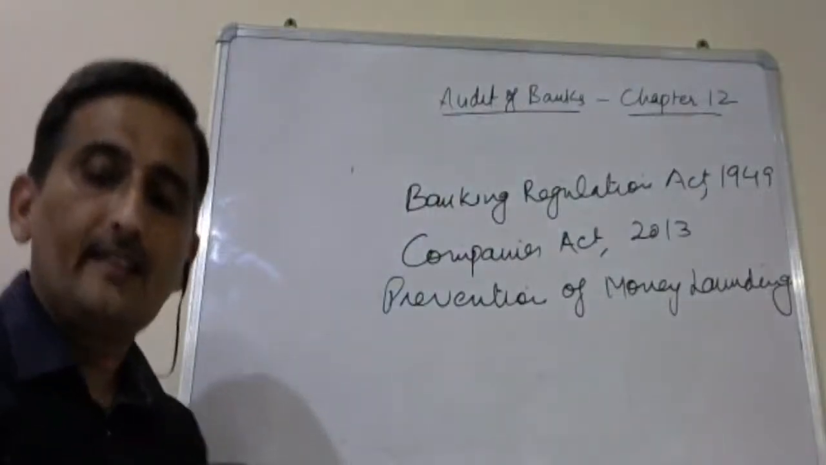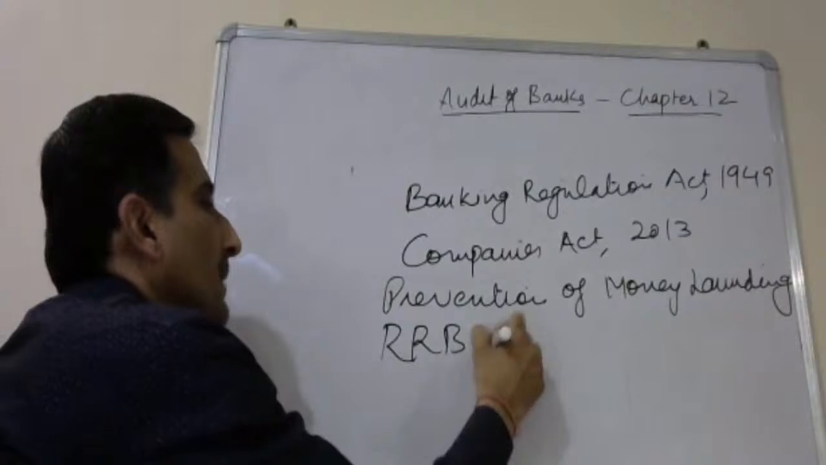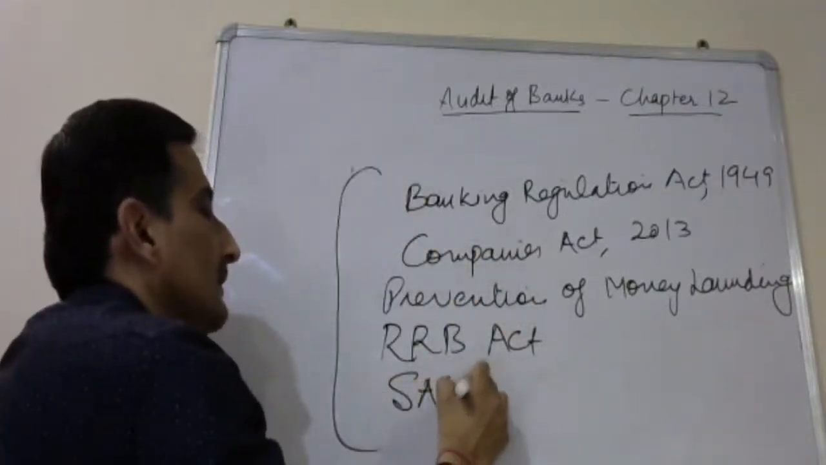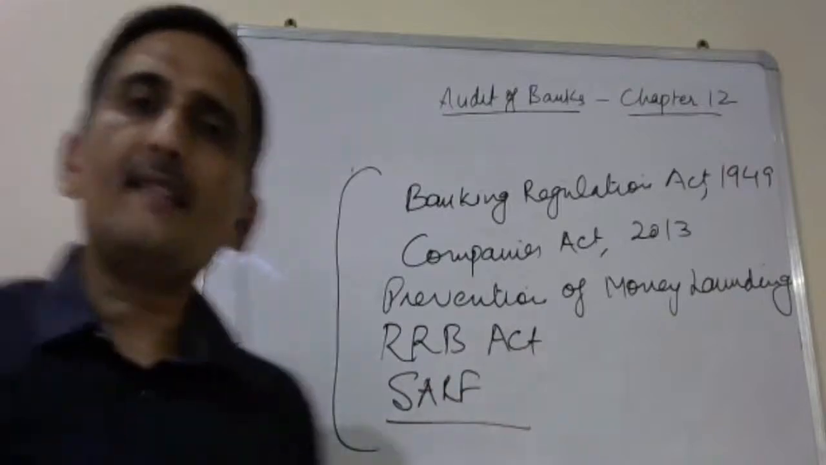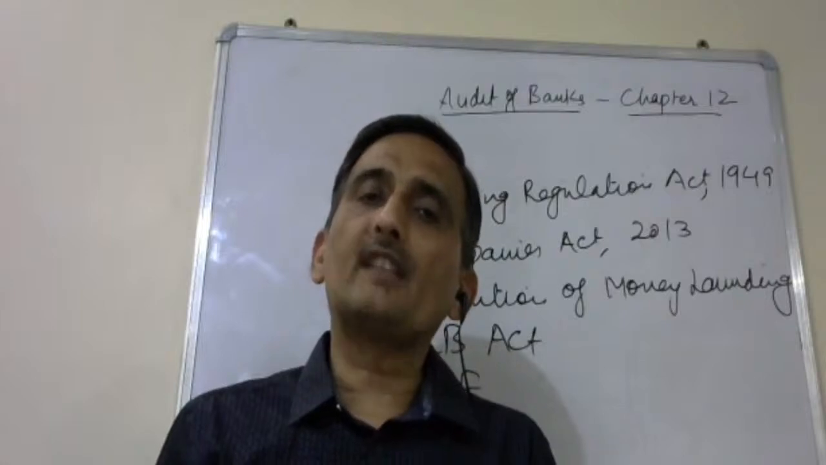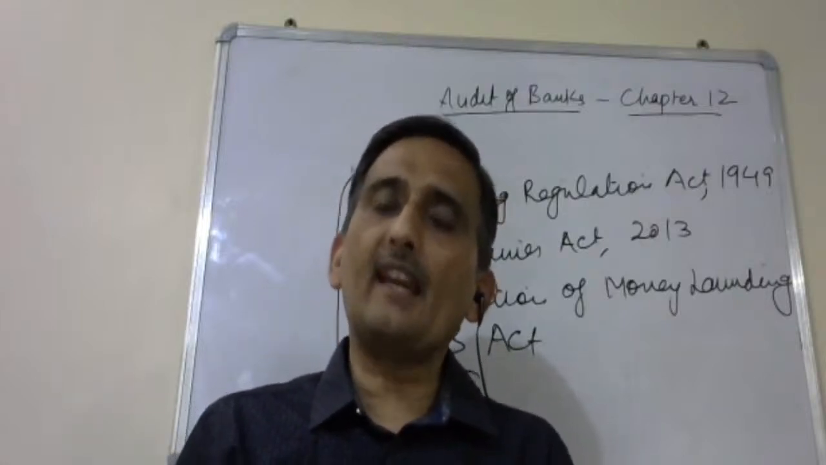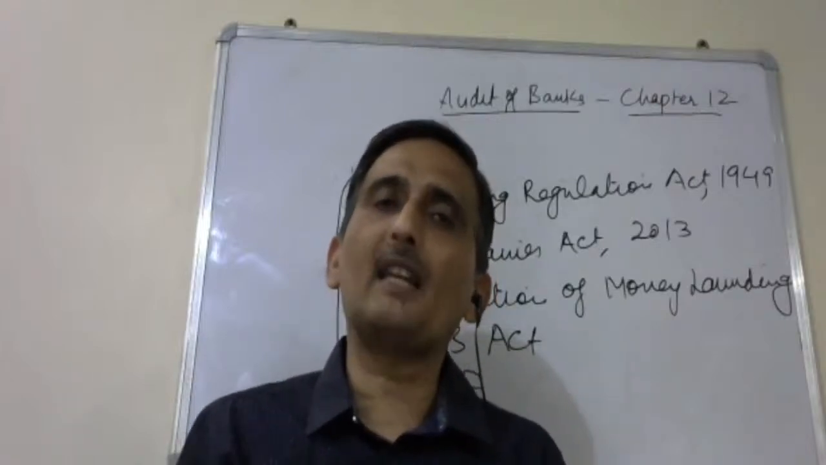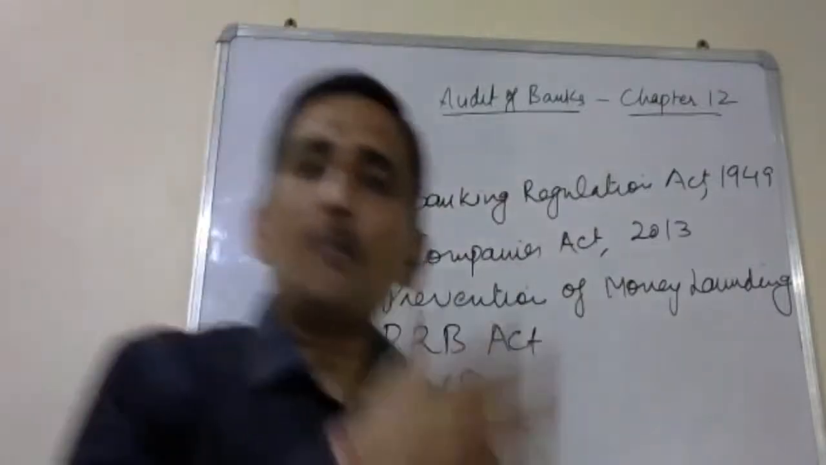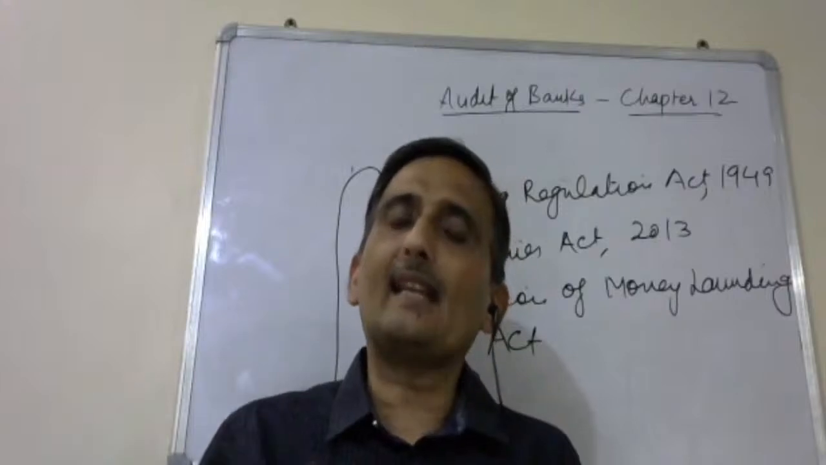Okay, so similarly to regional and rural banks, the RRB Act applies. Then there is the SARFAESI Act, through which banks can take repossession of the assets which have been mortgaged with them in case the borrower fails to pay the money. So there are many acts which are applicable to banks, and this also leads to complexity.